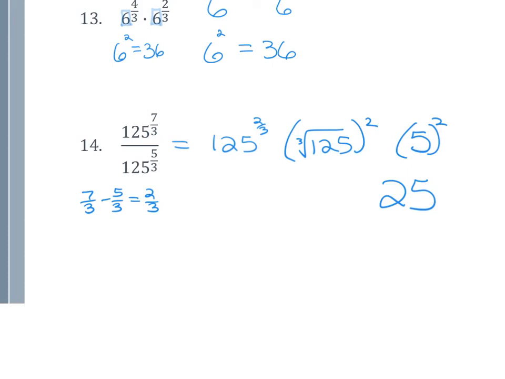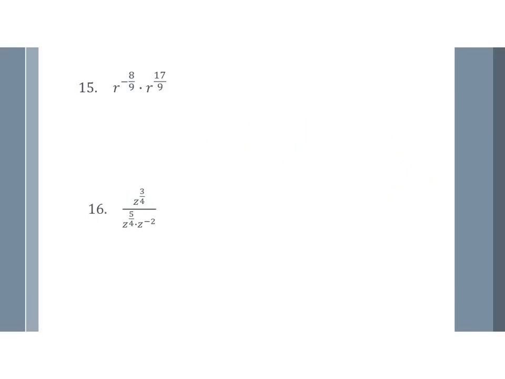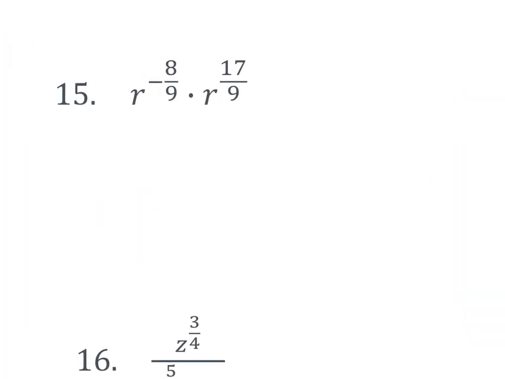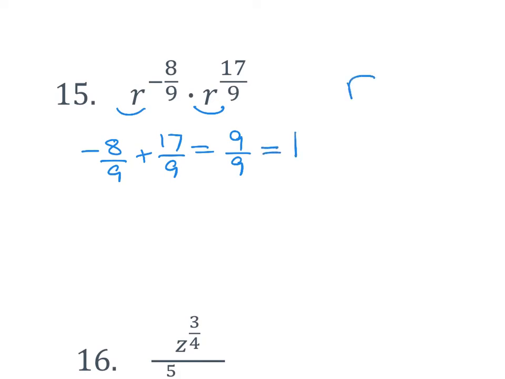The next one is just a variable. Again, we're multiplying these two. So again, we're going to take the exponents and add them. So I'm doing -8/9 plus 17/9, which is going to give me 9/9. And then this would simplify to 1. So my answer here is r to the first power. Or you don't even need to write the 1, it's just r.